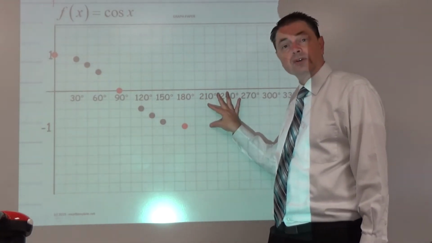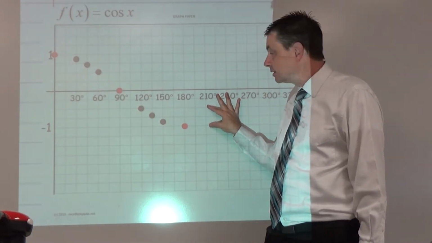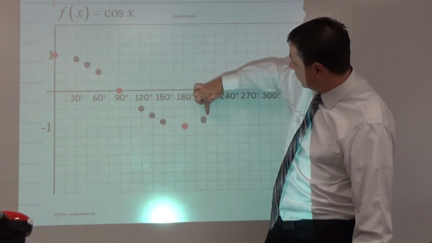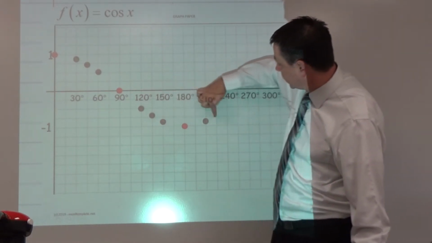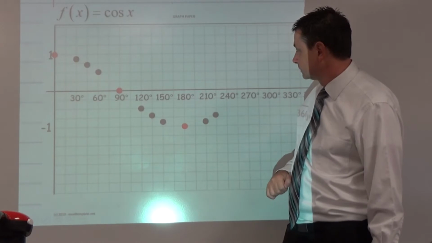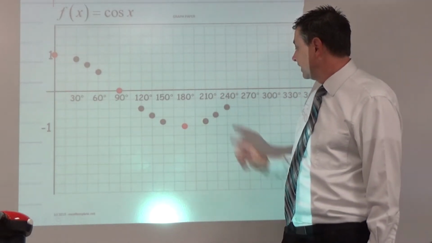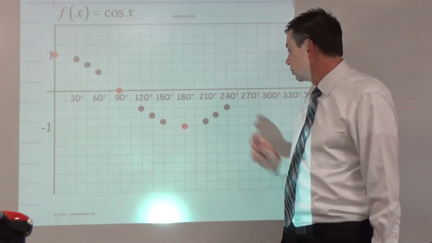Now we move into quadrant number 3. Still negative. We're going to have some symmetry here. Mirror image, there to there. Mirror image, here to here. Some symmetry. And at 270 degrees, we're back to 0.